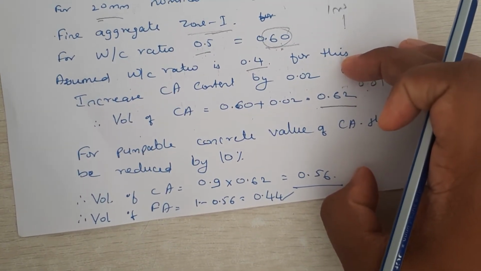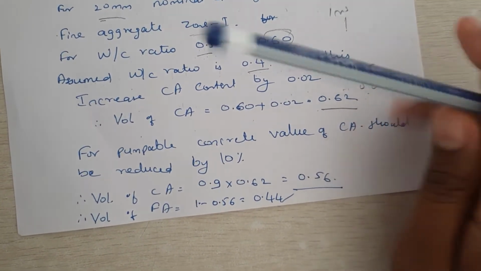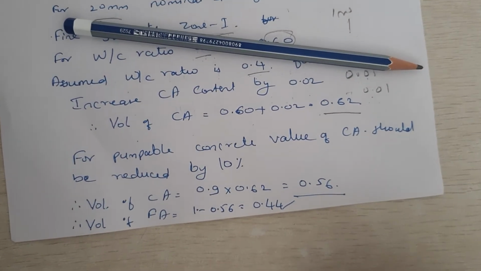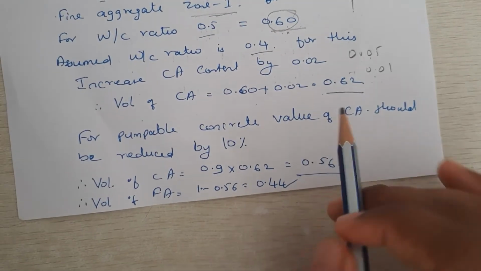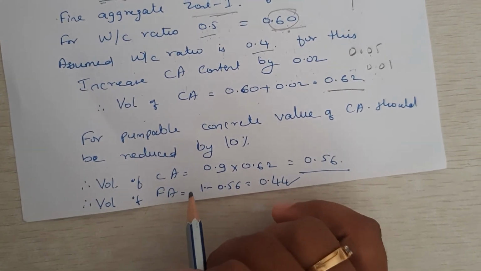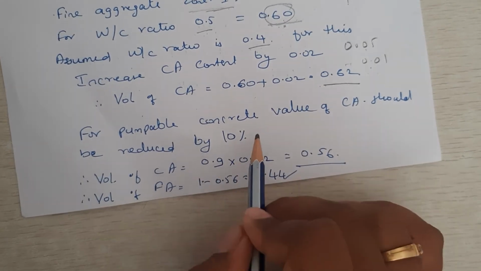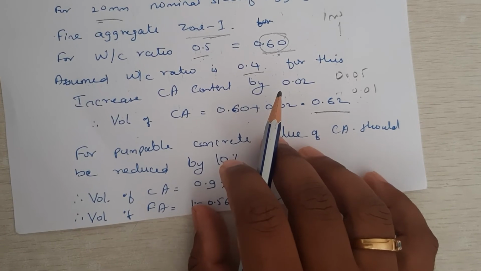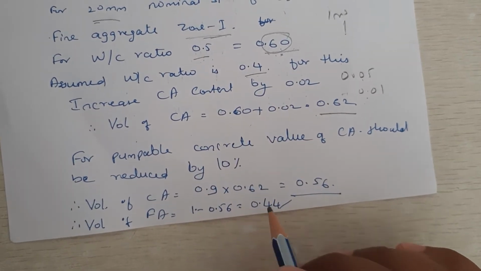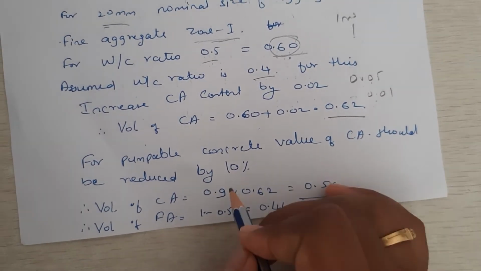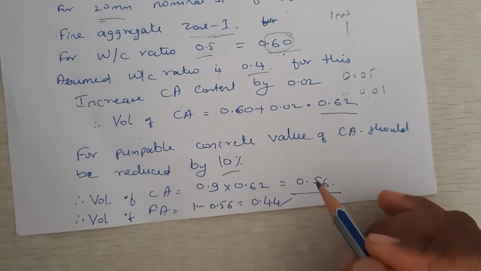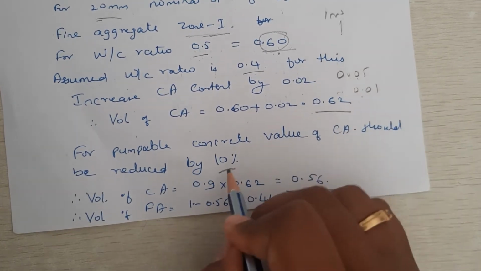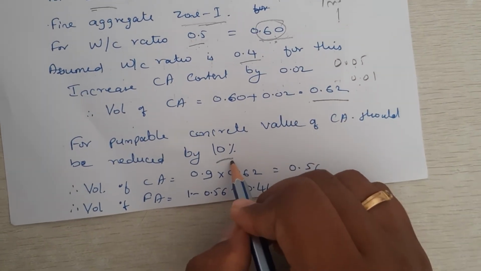After this, since we are going to place the concrete by the pumping method, right? So in that case we require what? We require more workable concrete, right? So for pumping concrete, the coarse aggregate content will be reduced. As per the IS code, IS 10262, for pumpable concrete, the coarse aggregate volume should be reduced by 10%.